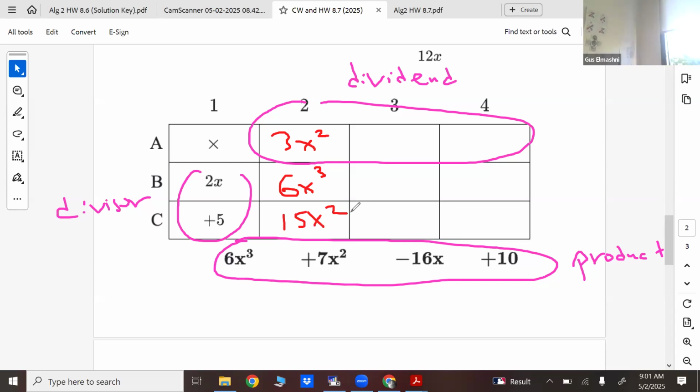But I see a 7x squared. What do I combine with this in red? Yes, negative 8x squared. Yes, it's like a puzzle. Negative 8x squared. Therefore, this has to be negative 4x to get negative 8x squared. Oh yeah, that's the negative 4x. Okay. Let's keep going. What's 5 times negative 4x?